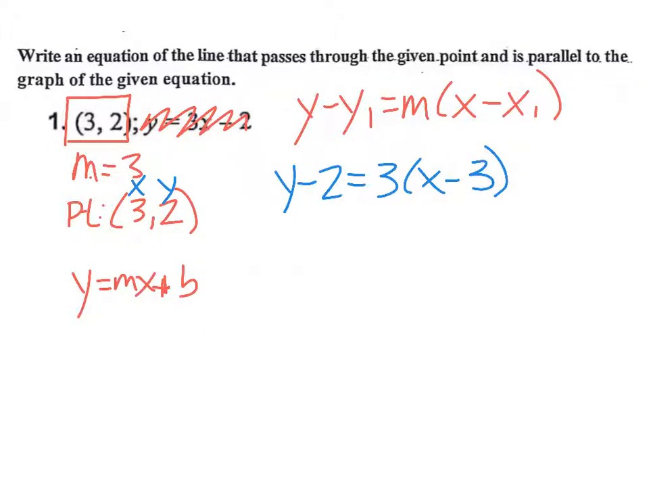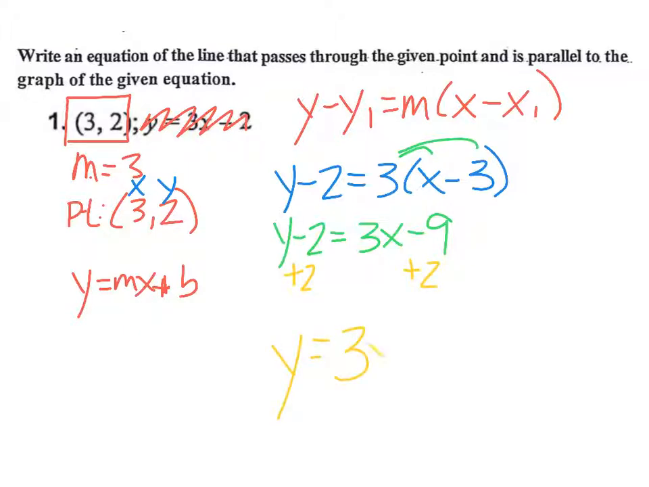So then from here, we're going to distribute our slope. Okay, that's step 1, so that gives us y minus 2 equals 3x minus 9. And then finally, add or subtract to get y alone. In this case, we would add 2 to both sides, giving us a final answer of y equals 3x minus 7. The slopes are the same, the y-intercepts are different. Okay, so that is how you do it with a parallel line. Okay, that's very similar to the problems we looked at before.